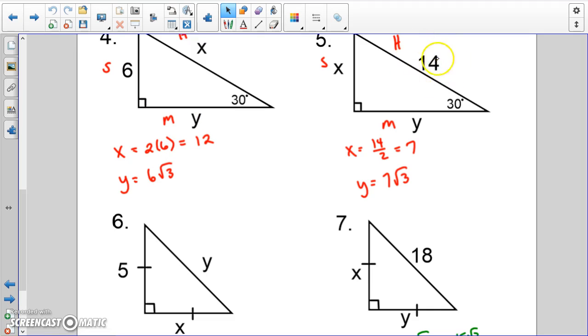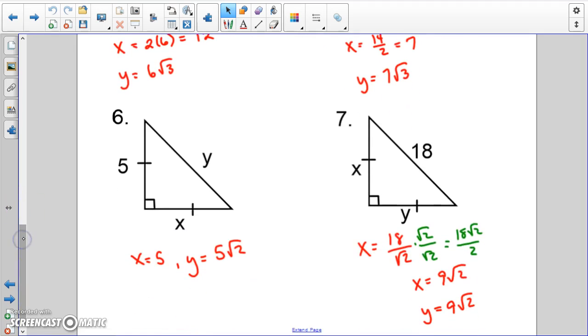For 5, you're given the hypotenuse, so we have to divide it by 2 to get the short side. And then you use the short side of 7 to find the medium, and we multiply the short side of 7 by radical 3. The last 2 are the 45, so remember those little hash marks tell you the sides are congruent. So x would be 5, and then if you have the leg, you just multiply it by radical 2 to get the hypotenuse.